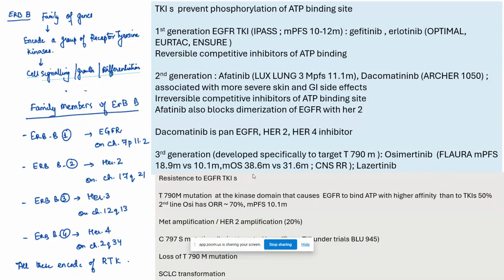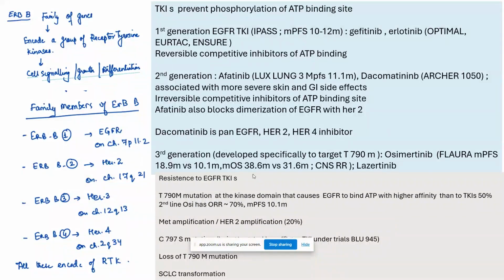The patient on first generation or second generation, and even third generation TKIs, subsequently develops resistance. So why does that resistance happen? When the patient is on first or second generation, they generally develop resistance through the T790M mutation. A new mutation, T790M, occurs at the kinase domain, which causes EGFR to bind with ATP better than the drugs. That mutation causes more affinity of the EGFR to the ATP rather than to the drug. So this is a resistance mutation. The second resistance mechanism is MET amplification or HER2 amplification, any of the two. Then another one is the C797S mutation.